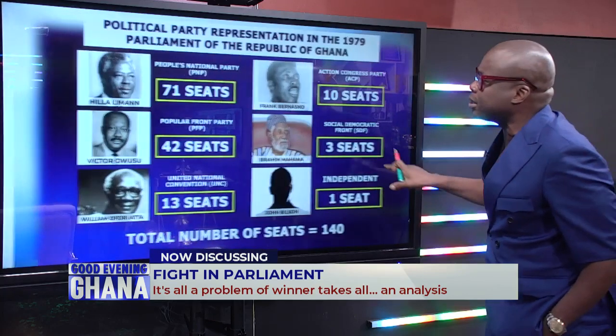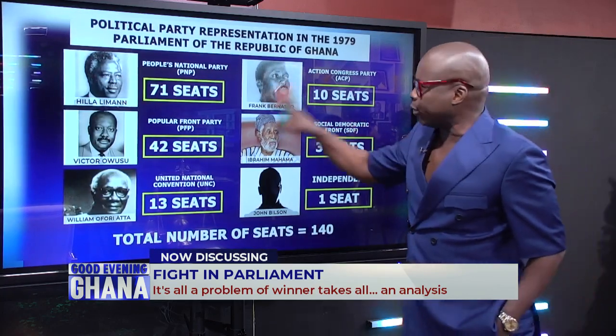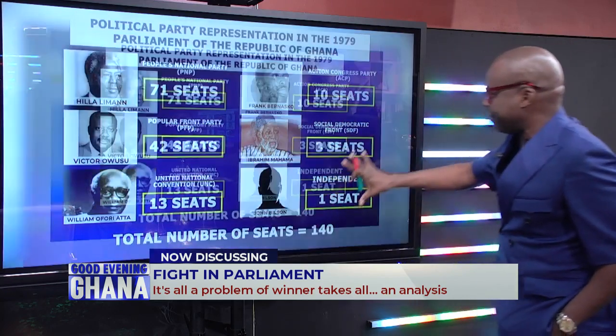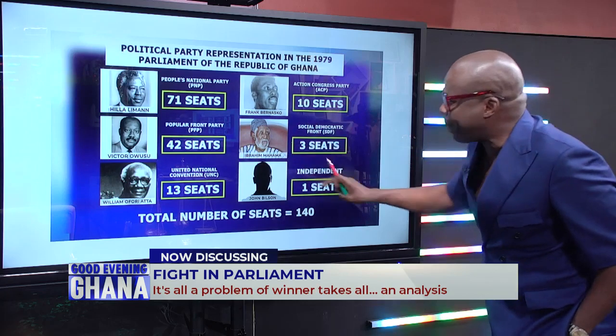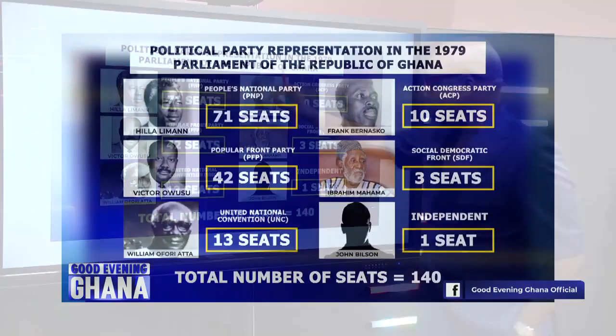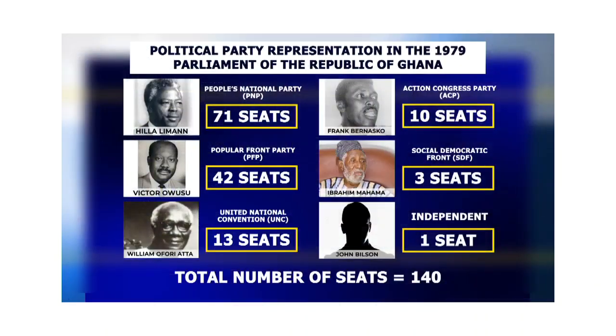Let's look at this one very quickly. I'm not starting from 2000. Let me start from 79. Okay, so I'm going all the way to 1979. And this is the electoral picture of Ghana after the 1979 elections. Look at how many parties are involved. PNP, the winning party, out of 140 seats, 71. Popular Front Party comes second, 42. United National Convention, 13. Even if you add PFP and UNC as one group, you get 55. So let's even give it to them, 55.